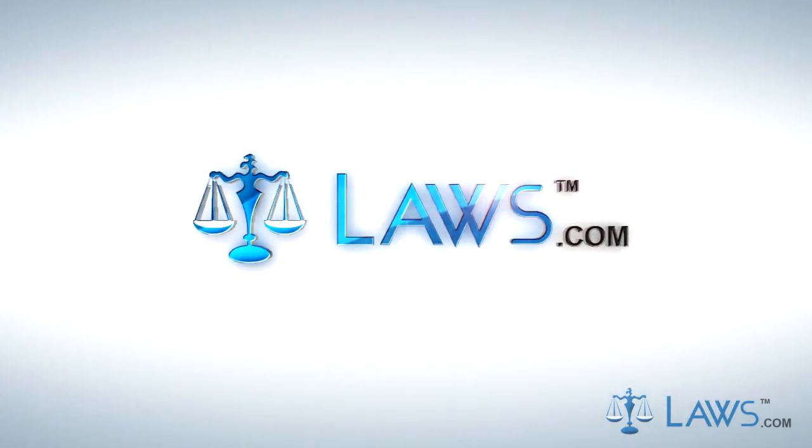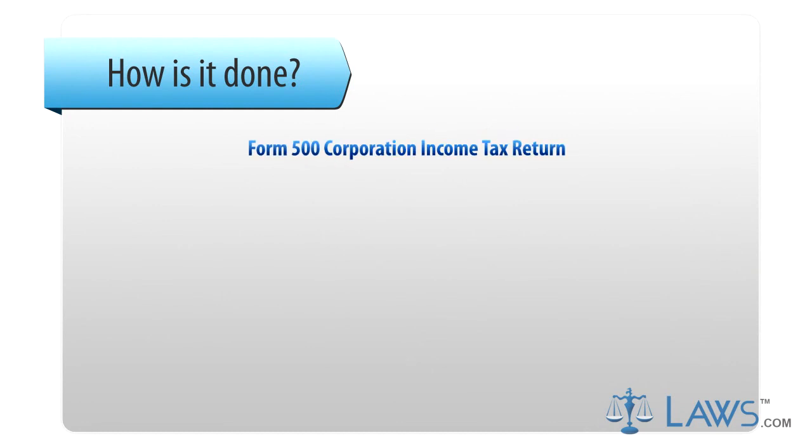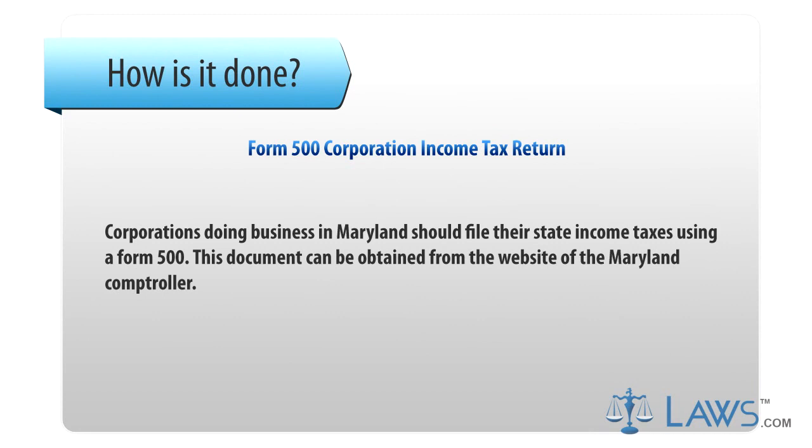Laws.com. Legal Forms Guide. Form 500 Corporation Income Tax Return. Corporations doing business in Maryland should file their state income taxes using a Form 500. This document can be obtained from the website of the Maryland Comptroller.